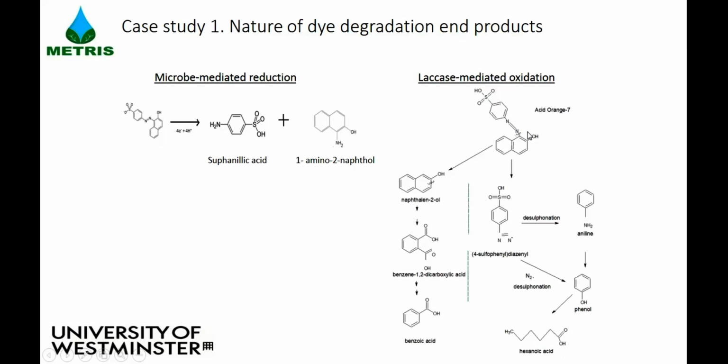So we think initially that bond breaks there, and then this next compound undergoes desulfonation, and then ring opening, or ring cleavage, to produce hexanoic acid. Similarly, you might get bond breaking there, giving you that, and then this can undergo ring cleavage, giving you benzene-1,2-dicarboxylic acid, which then can further be oxidized to benzoic acid. So this is just a putative pathway of what we think is happening on the cathode side.